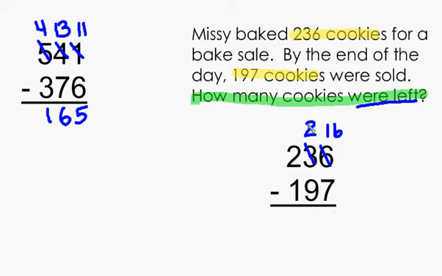Sometimes you don't have enough, you have to borrow from a neighbor. I borrow from this 2. I have 1 left. Anytime I borrow 1, I add 10. 2 plus 10 is equal to 12.